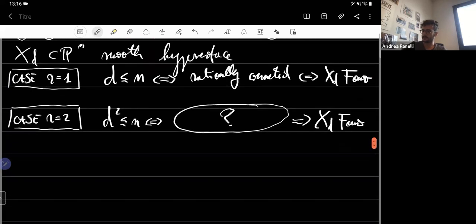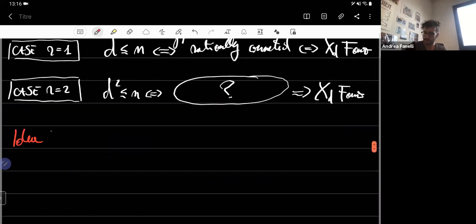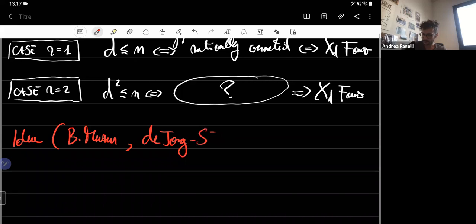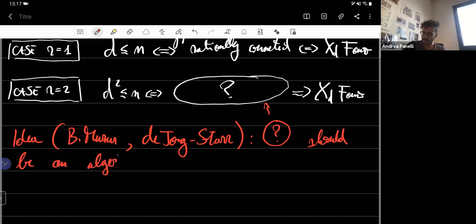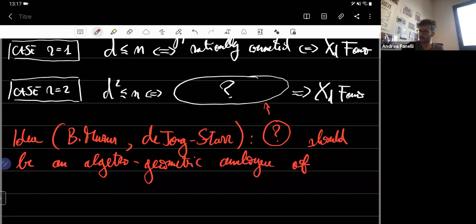And here the idea comes. This is an idea by Barry Mazur. And let me also mention Yang and Starr, who started developing this notion. He said that this guy here should be an algebraic analog of simple connectedness.